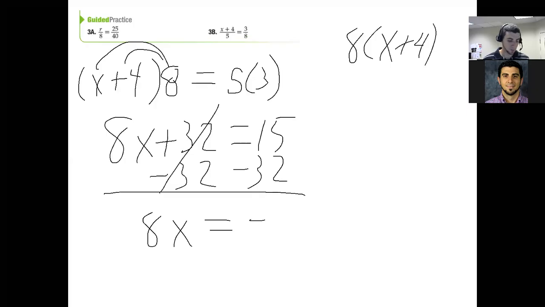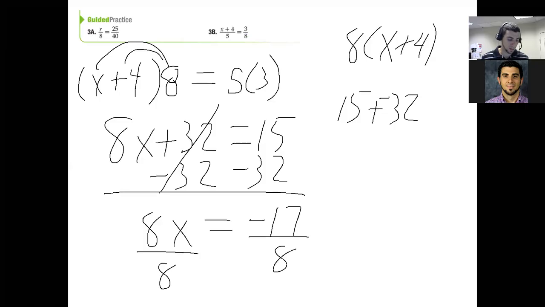Now, if you do it horizontally, 15 minus 32. Remember, keep, change, change. Keep the sign of the first number, change it to addition, and change the sign of the second number. So now I'm adding numbers with opposite signs, so I'm going to subtract the numbers and keep the sign of the larger. Since 32 is negative and it's larger, the answer is going to be negative 17. Then divide both sides by 8, and you get x equals negative 17/8.